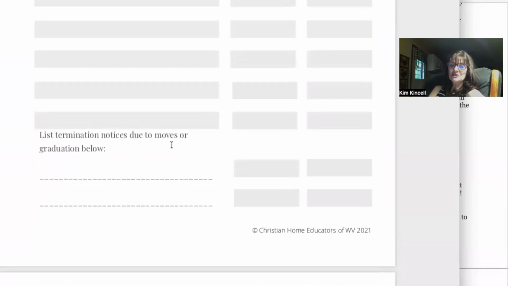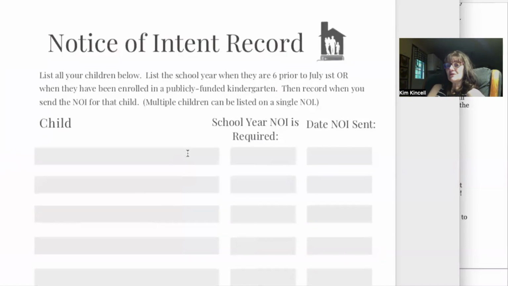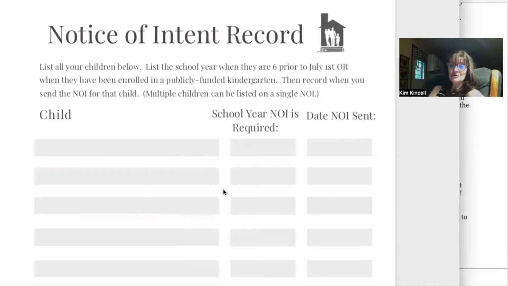Here, you can list termination notices. So if you moved or one of your children graduated, you can put the notice of termination that you sent to the county. And if you moved, you send it to the next county. It just gives you a Notice of Intent record, which is especially helpful if you have several children who are young. So if you're starting to homeschool your oldest child because they are now of compulsory age or reaching kindergarten, and you've got several children coming in behind, this is an ideal record for just knowing when do I have to send it and did I send it.